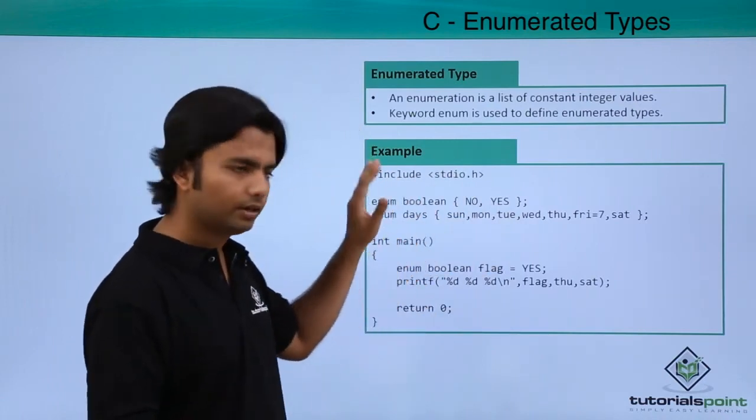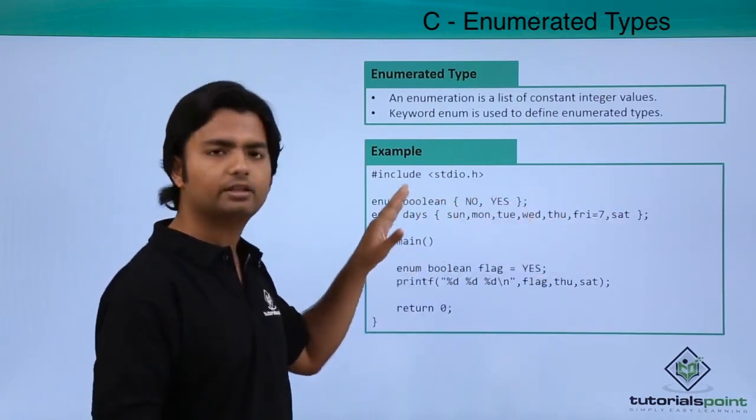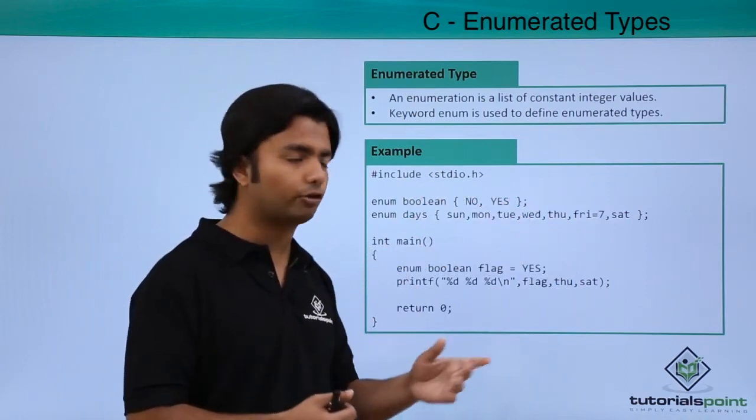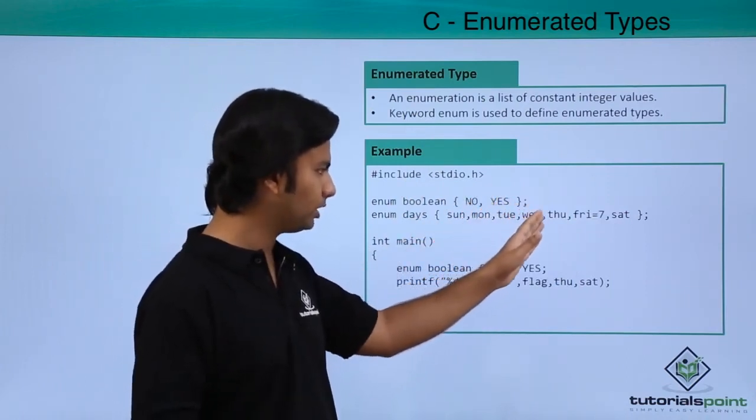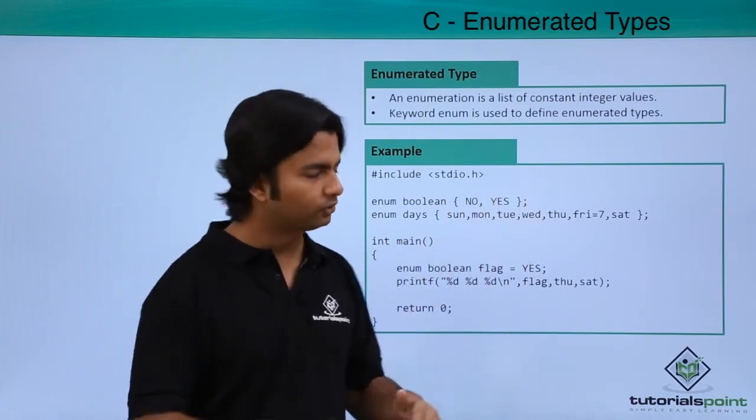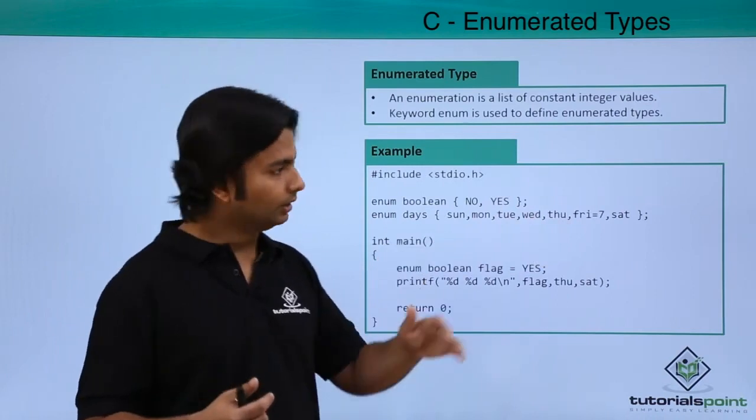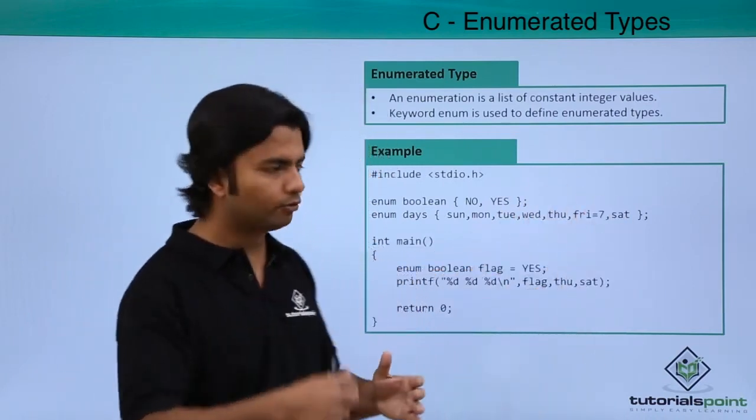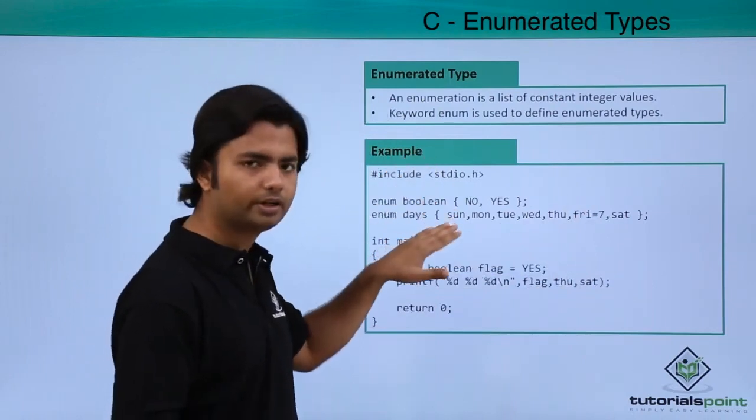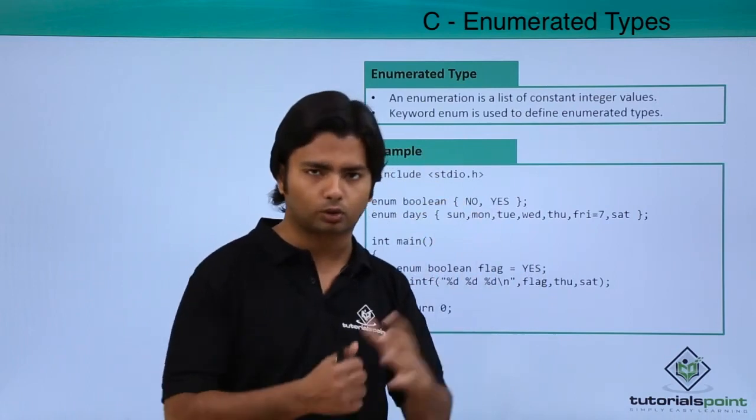Enum days. Next one, again Sunday, Monday, Tuesday till Saturday. By default, the numerical equivalent for Sunday would be 0, Monday 1, Tuesday 2, 3, 4 and so on. But as you can see, now on Friday I have initialized it with 7, so the next value will be automatically 8. If you want, you can initialize the value from here itself, like if you say Sunday is equal to 1, then Monday is 2 and so on.